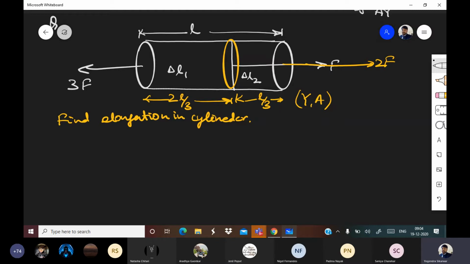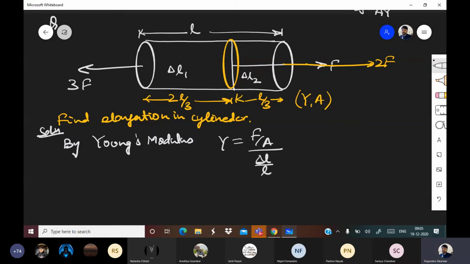13FL upon 3AY with a question mark, Sakshi is saying. Okay, everyone, please pay attention. As I told you, delta L1 is the elongation in one part and delta L2 is the elongation in the second part, that we are assuming. Okay? By Young's modulus, Y is equal to F upon A upon delta L by L. This is the formula, and that gives us delta L is equal to FL upon AY.